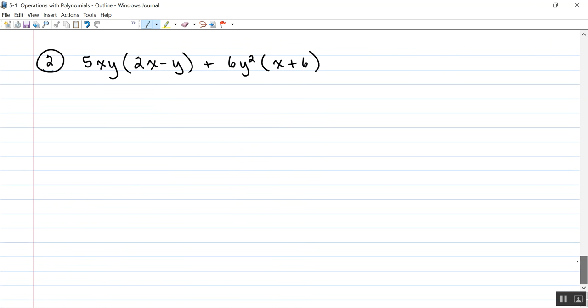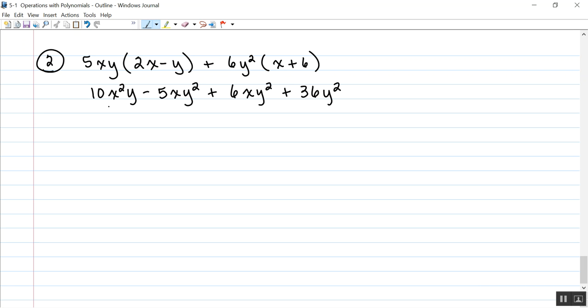In our last example here, I have 5xy times the quantity 2x minus y plus 6y squared times the quantity x plus 6. First thing I want to do is distribute. So 5xy times 2x is going to give me 10x squared y. 5xy times negative y is going to give me negative 5xy squared. Distributing 6y squared multiplied by x is going to give me 6xy squared, and then 36y squared. It doesn't matter what order you put your variables in, but generally we put them in alphabetical order.